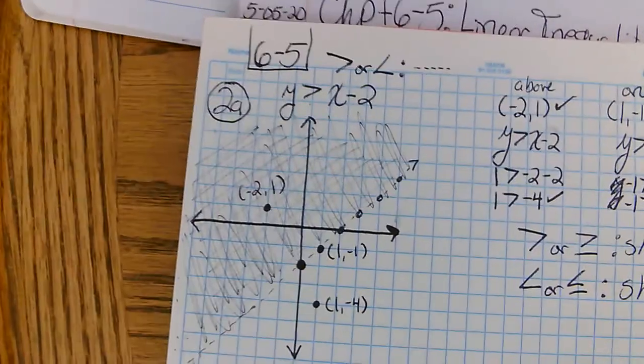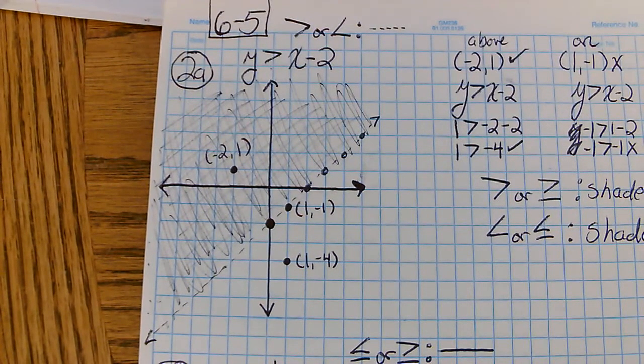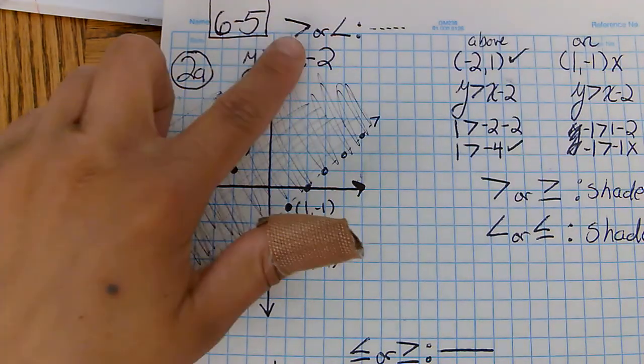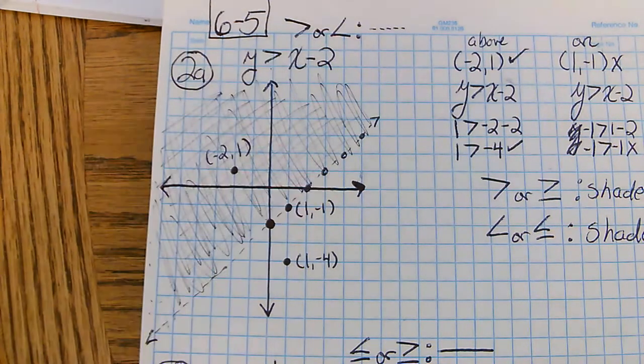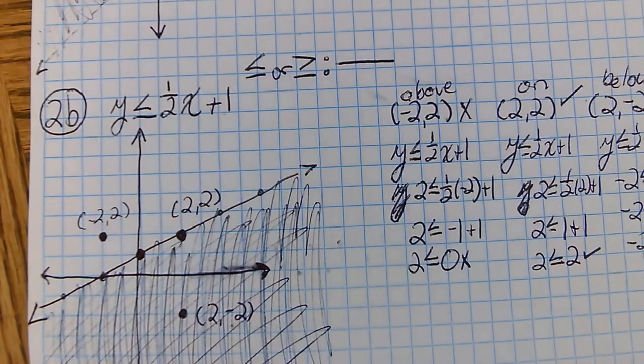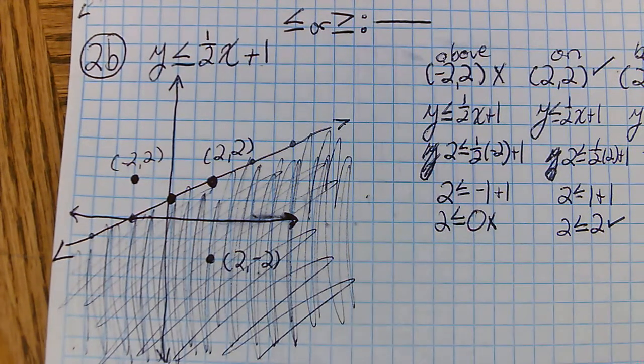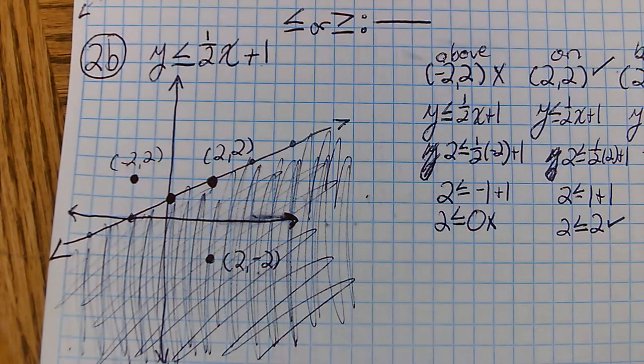So in our first one, we did not have that equal to bar. We just had greater than. So if you have greater than or less than, anything on the line will not work. If you have less than or equal to, anything on the line will work. Okay, because you have that equal to bar. So that is how you graph them.